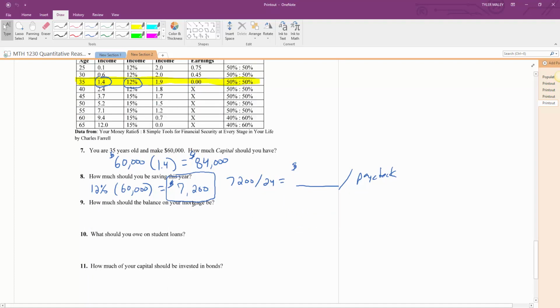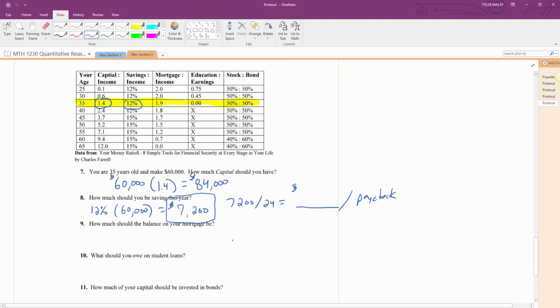Then number 9 says, what should you owe on student loans? So if we look at the education to earnings, note that this ratio is 0, right? So that means we should owe $0 on our student loans, right? So this should be $0 here. I apologize. It looks like I've skipped over number 9, right? So I skipped to number 10, but it's still $0, right? So just following that chart.